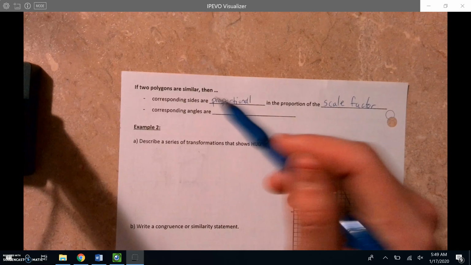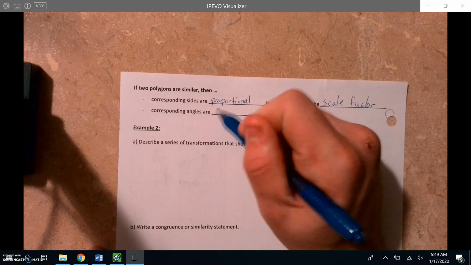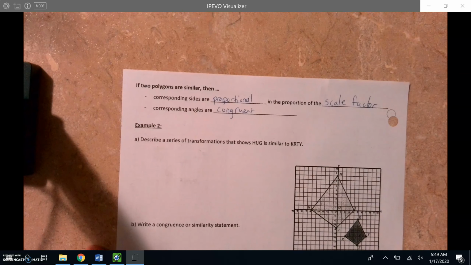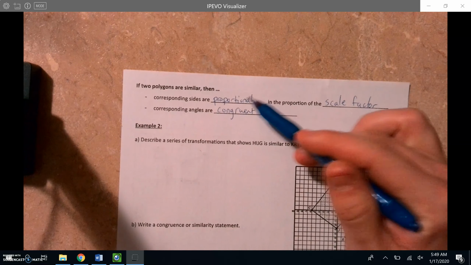Corresponding angles are congruent. So all the angles will still line up. The shapes will just be different sizes. The reason that this will work is because when we dilate it, it doesn't change the size of the angles, it just changes the size of the whole shape. And it does it proportionally.